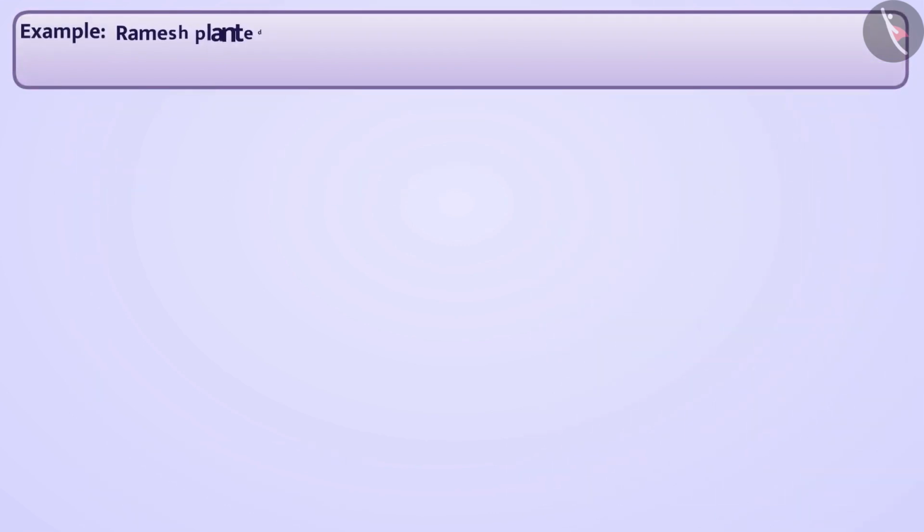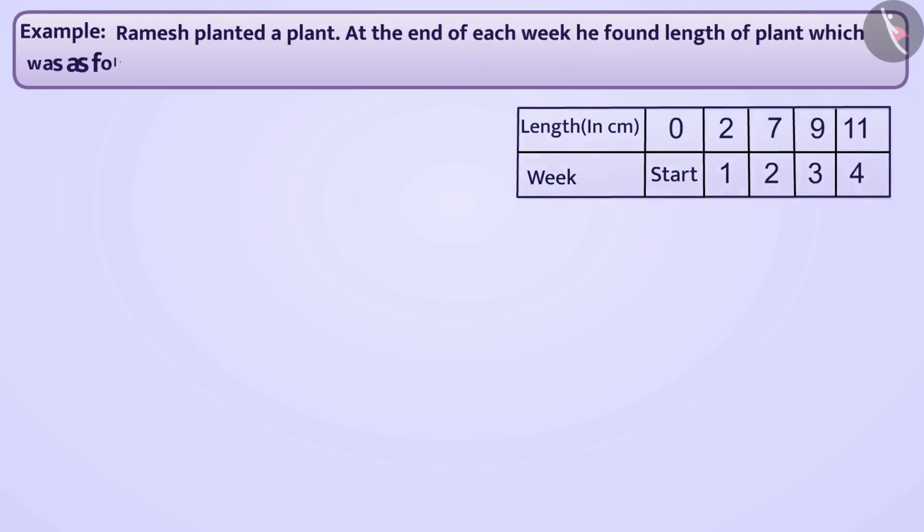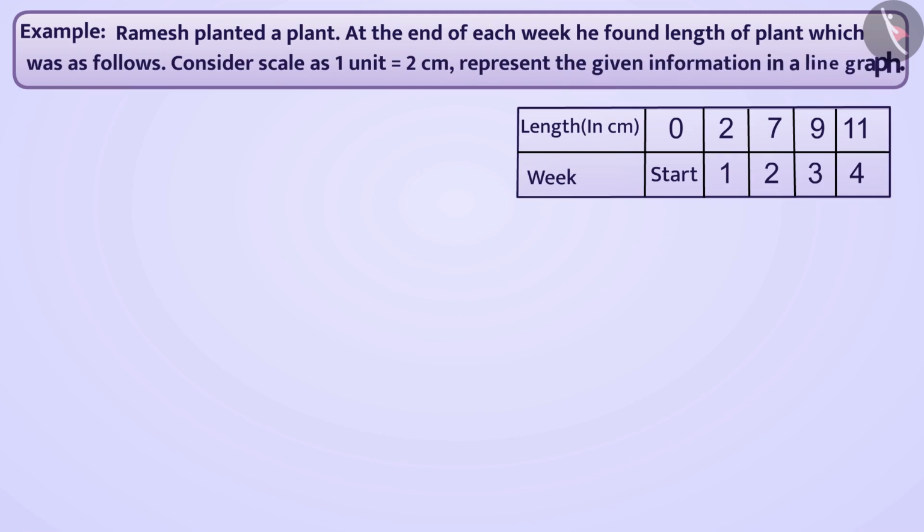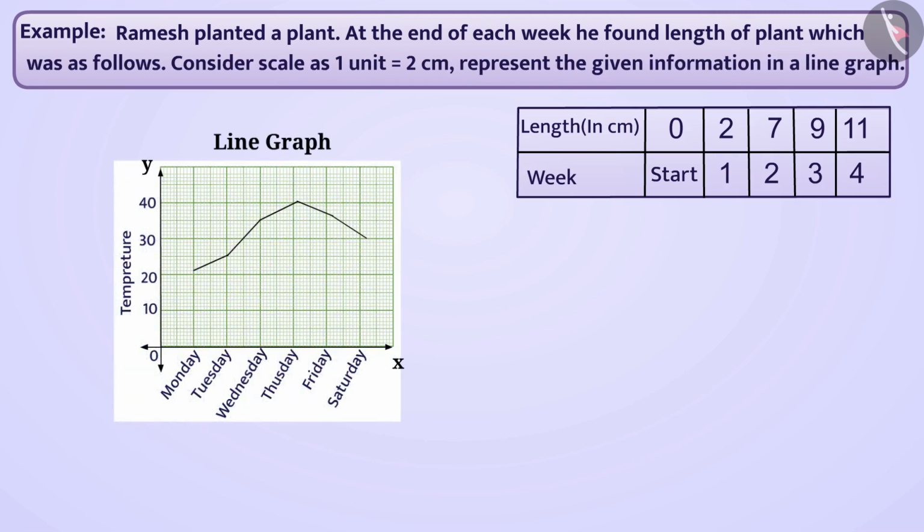Ramesh planted a plant. At the end of each week, he found the length of the plant, which was as follows. Consider scale as 1 unit is equal to 2 cm. Represent the given information in a line graph. A line graph represents data that changes continuously over time. Data is displayed by dots in the line graph.